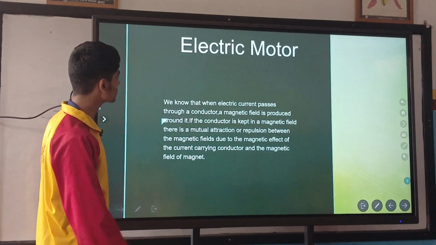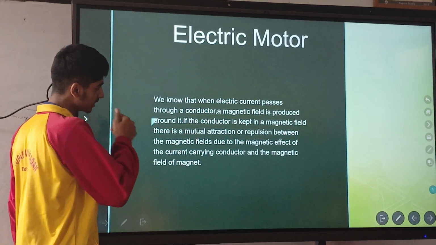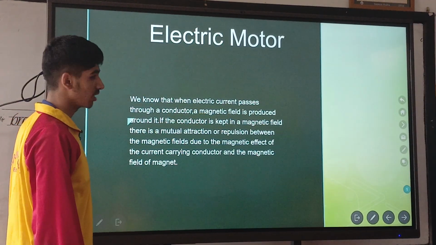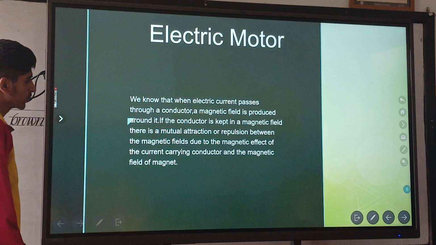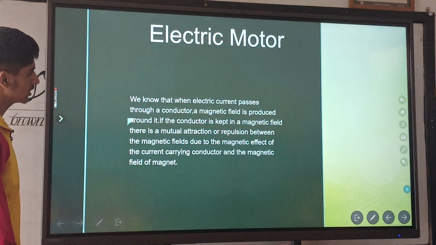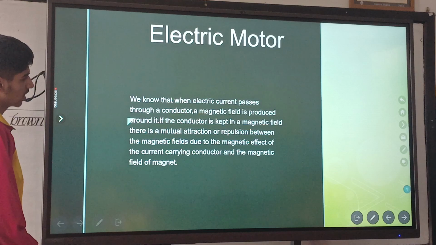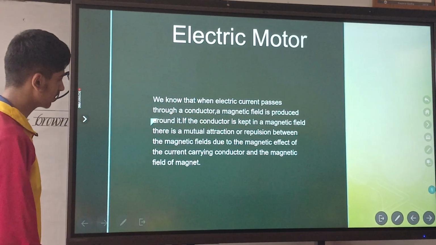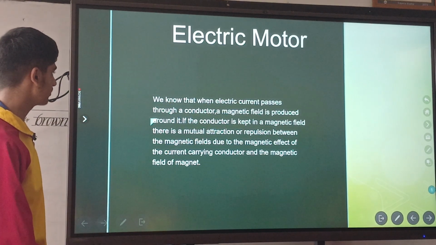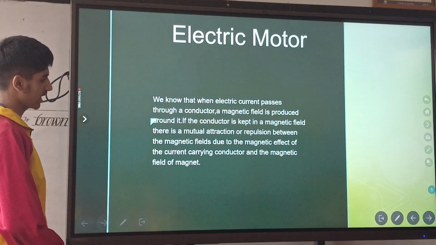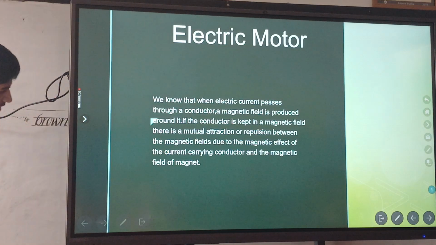First topic is electric motor. We know that when electric current passes through a conductor, a magnetic field is produced around it. If the conductor is kept in a magnetic field, there is a mutual attraction or repulsion between the magnetic fields due to the magnetic effect of the current carrying conductor and the magnetic field of the magnet.